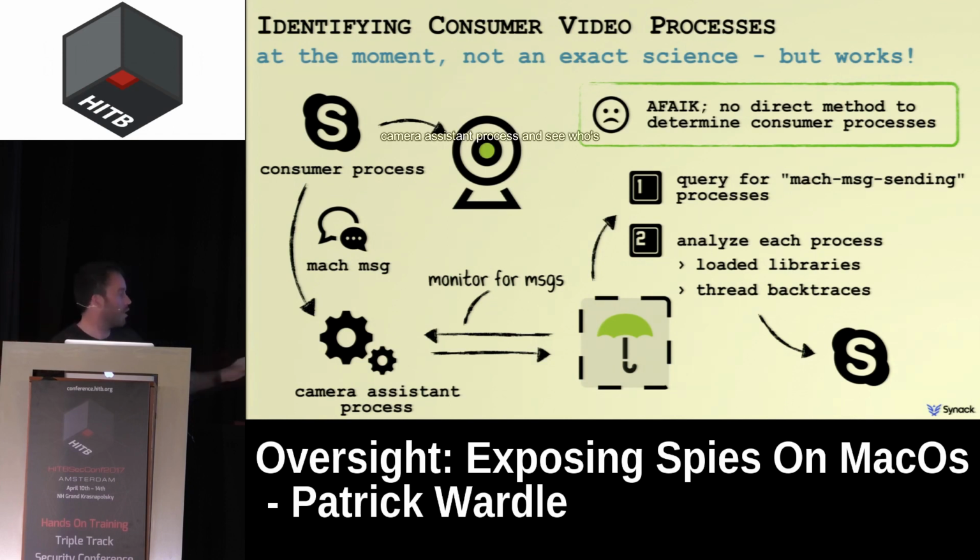What it can do is query the camera assistant process and see who sent it recent Mach messages. So then it has some candidate processes. One of them is going to be the process that initiated the webcam access. Once it has those candidates, it can query them. It can, for example, look at the loaded libraries and sample that process to see a thread stack trace, and then figure out dynamically which of those candidate processes is the one actually using the webcam. So not an exact science, but it actually works really well.